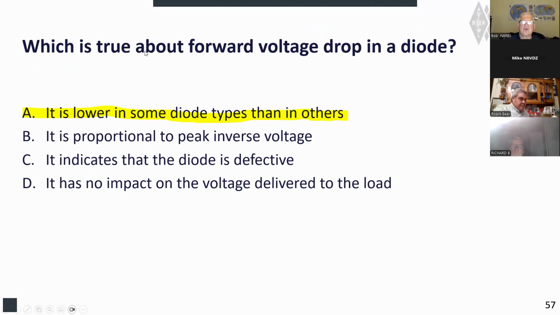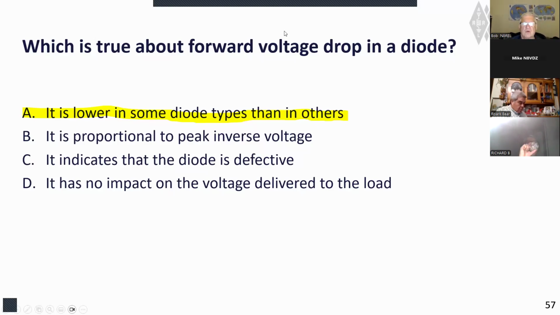Okay, and what is true about forward voltage drop in a diode? And that is, it is lower in some diode types than in others. In the book, I forget how much detail they go into about the different kinds of diodes, the Zener diodes and the other kinds, but some of them handle forward voltage drop differently.